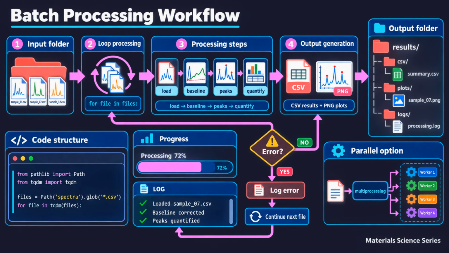Real-world analysis often involves processing hundreds of spectra. A robust batch processing workflow iterates through input files, applies consistent processing steps, and generates organized outputs. Using Pathlib for file handling and TQDM for progress tracking makes the code clean and informative. Each file passes through loading, baseline correction, peak detection, and quantification before results are saved as CSV files and PNG plots. Error handling ensures that problematic files don't crash the entire batch. Parallel processing with multiprocessing can dramatically speed up large jobs.